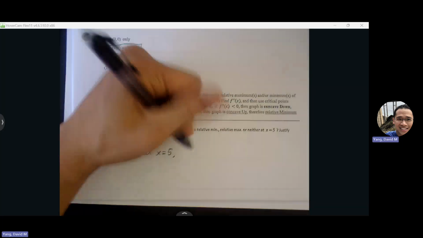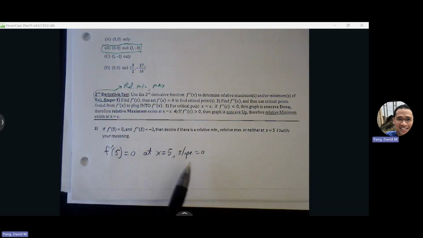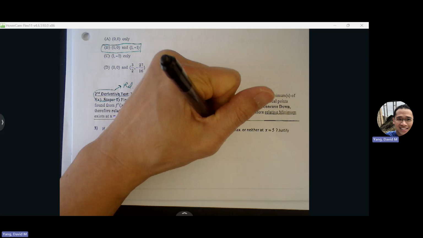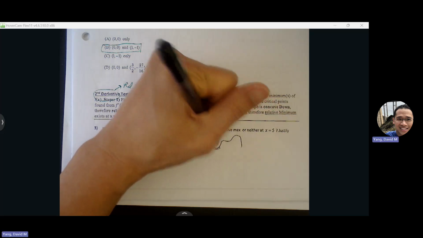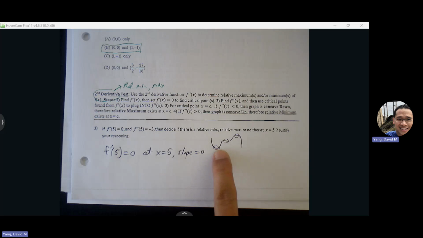What's another word for derivative? Slope, right? Slope is 0. Okay, so at x equals 5, my slope is 0. Now, if this is the only thing given to you, you're not able to make a full conclusion because slope zeros can be a flat, the graph flattening out. It could be a relative max, it could be a relative min. Any of these locations could end up being slope zeros, right? We don't know what's going on yet, right?